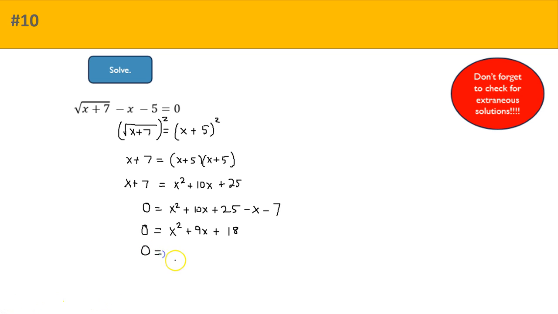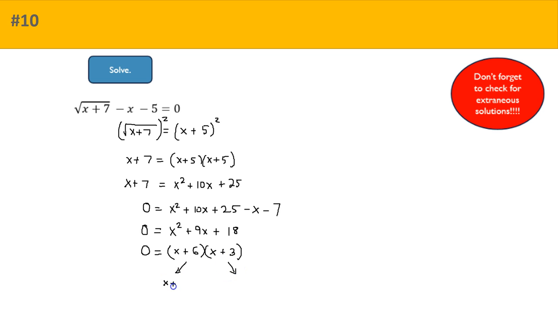So 0 is equal to x squared plus 9x plus 18. Okay, let's factor this trinomial. We know that x times x gives me x squared. And we know that 6 times 3 gives me 18. And when you add 3x plus 6x, you get 9x in the middle. So it checks out. And then we do the zero product property.